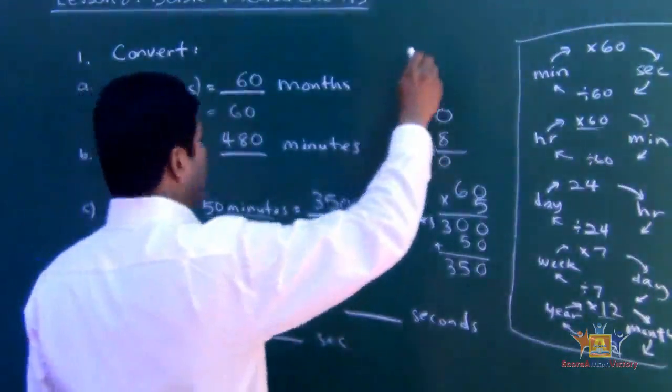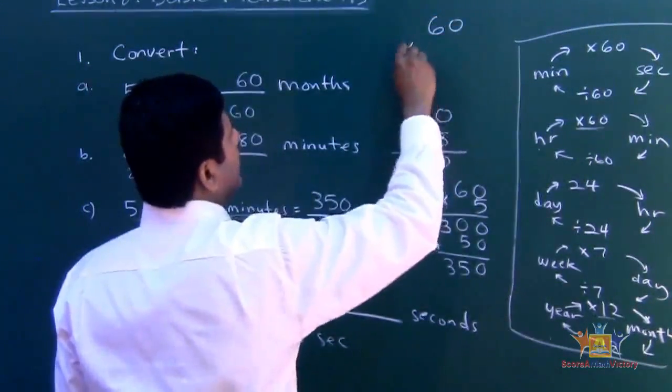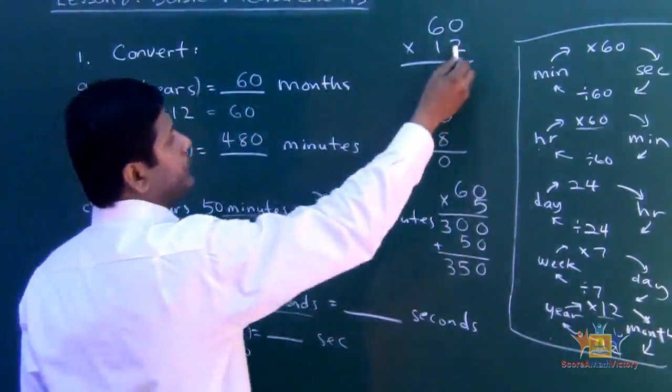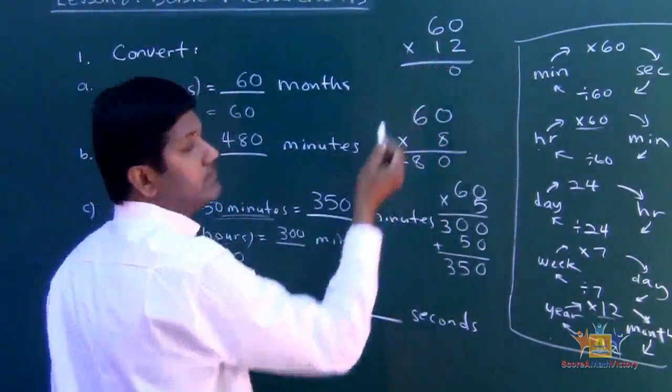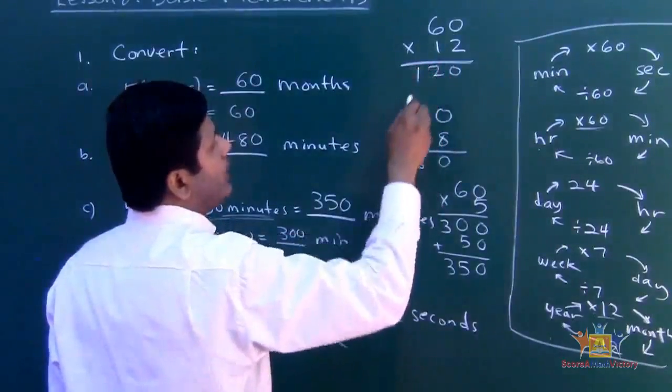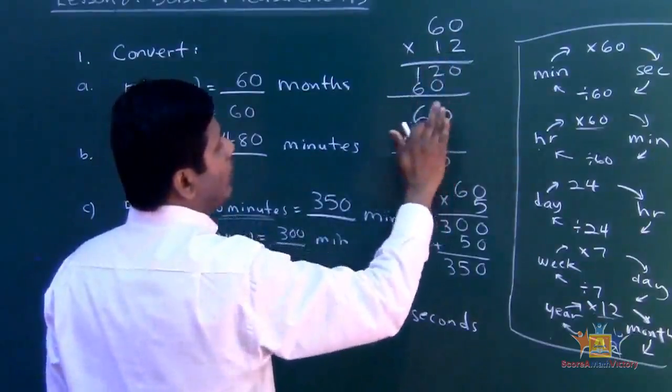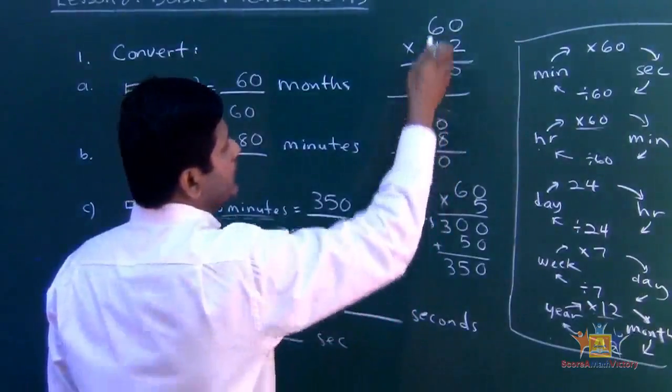Alright, so let's do that. Let's put 60 times 12. Very important, lining them up. Now we're going to multiply. 2 times 0 is 0. 2 times 6 is 12. So I'm going to put 2, 1. 1 times 0 is 0. 1 times 6 is 6. See that? Once I line them up, now I can add them.